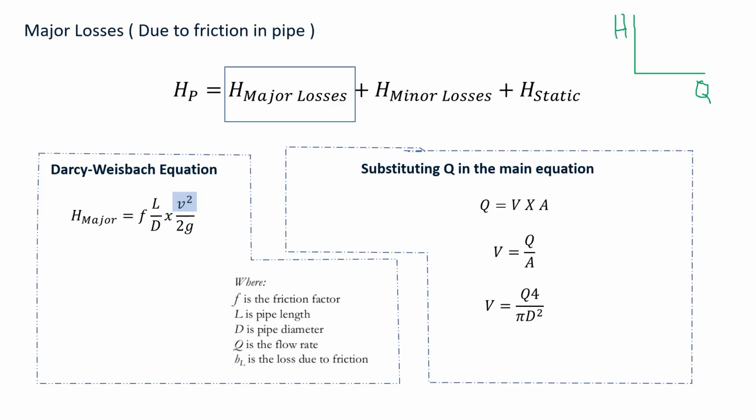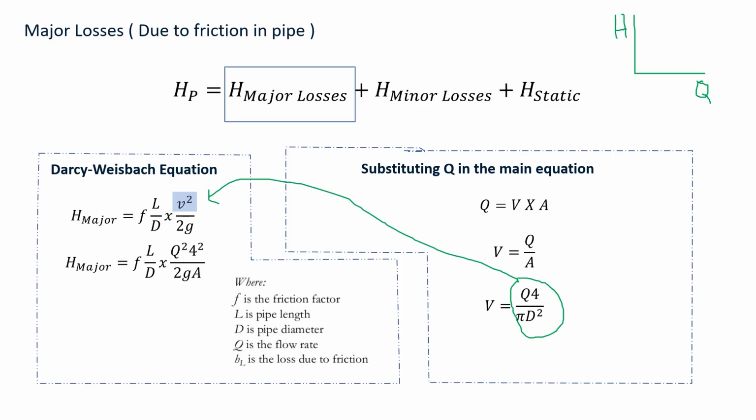Now we can substitute the velocity into this equation. So the equation will be in flow rate form. Okay? We can simplify it further and it will be in this simplified form. Okay? Now how to find the friction factor? We can find the friction factor in the next slide.